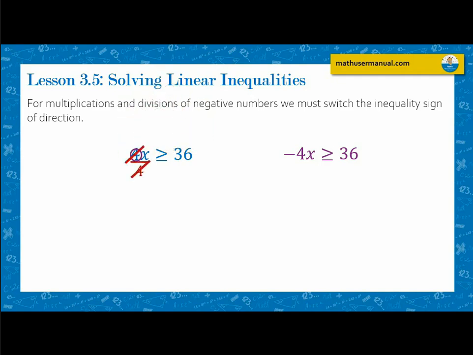That way the 4s cancel. But the golden rule: if we do it on one side, we have to do it on the other. 36 divided by 4 equals 9. And that's it. This is the answer for this inequality. We don't have to do anything else.